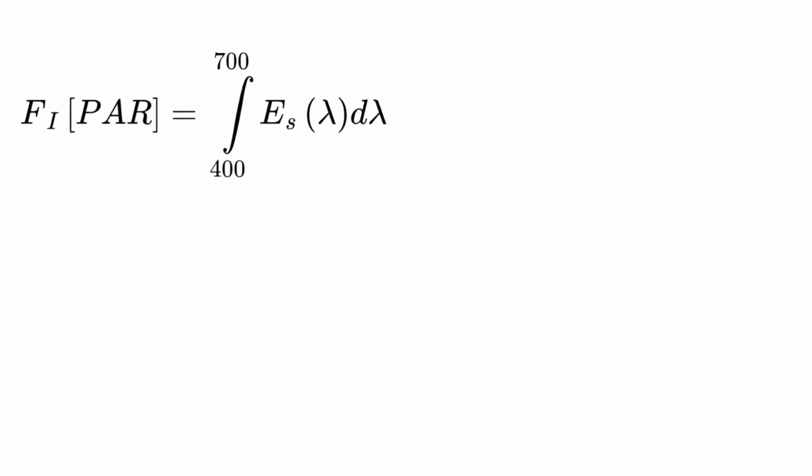The photosynthetically active radiation domain, or PAR domain, is the spectral domain between 400 and 700 nanometers. It is the bandwidth that is used by vegetation for photosynthesis. The incoming solar energy flux restricted to the PAR domain can be calculated by taking the integral of the solar irradiance on the PAR domain.